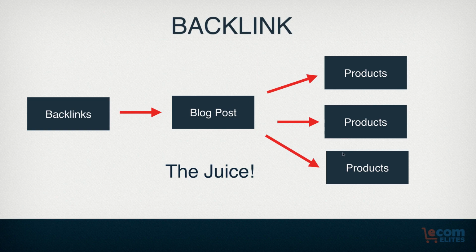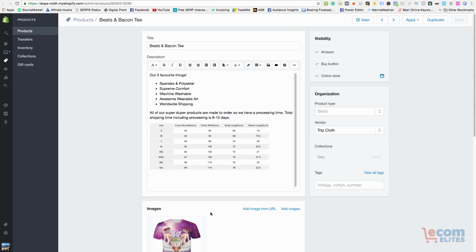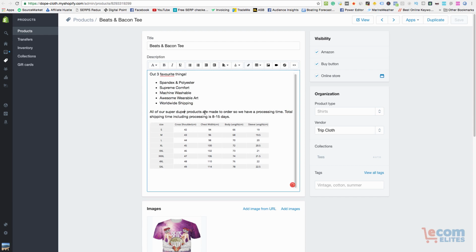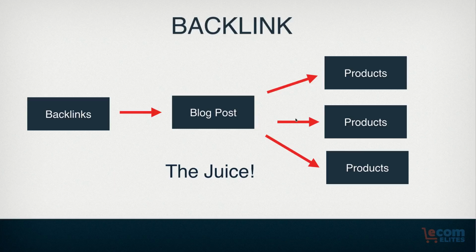Now when you do your product pages, it works exactly the same. Just put some keywords in the description. That's it, okay? Just like I have here. So just put keywords in the description, and these will also rank as well, but we're using the blog post as a filter so we can rank multiple blog posts and products at the same time.